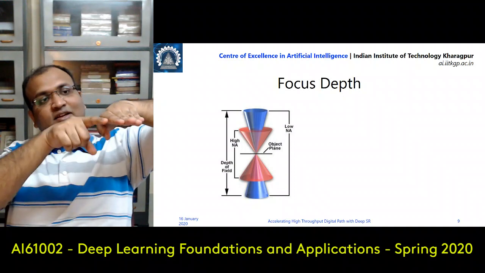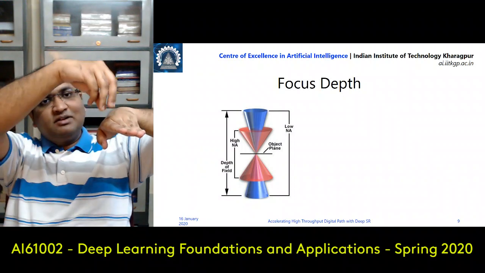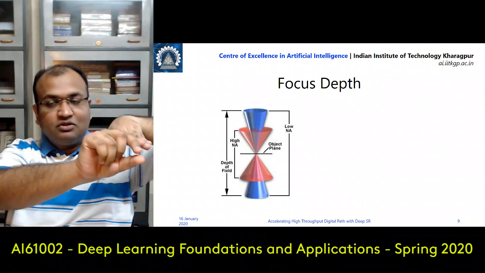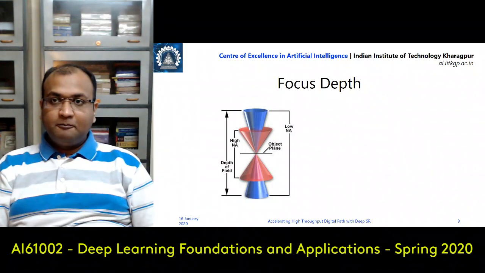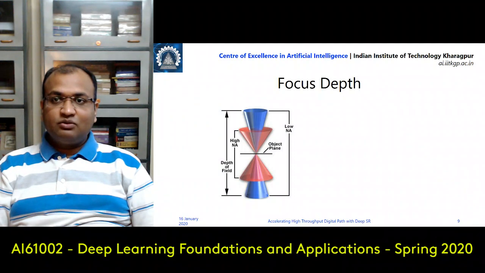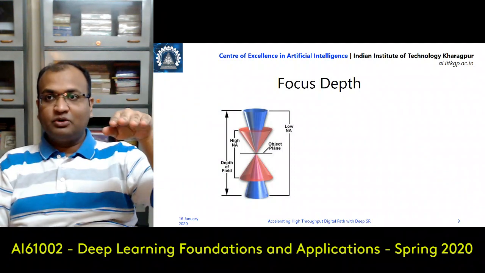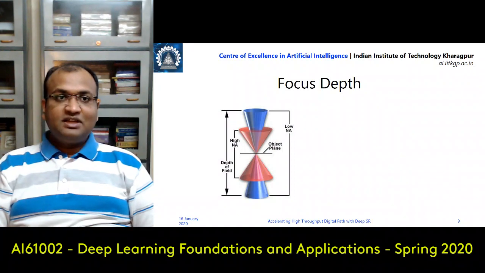Now the point is that in whatever magnification I see, this depth, this thickness, should be within the depth of focus. If it is not within the depth of focus, then I will have to move this lens up and down and change my focal points and then see it. So that is something like an autofocusing thing.